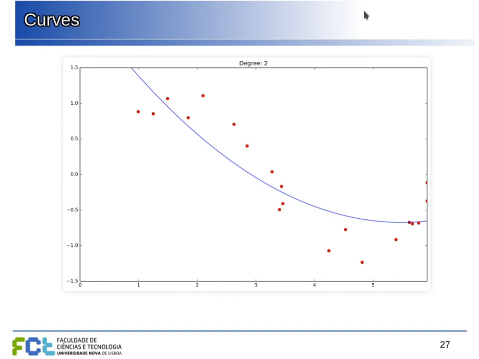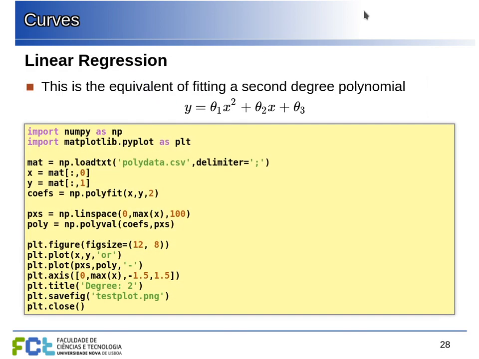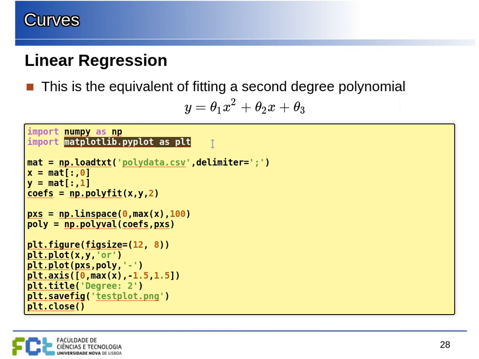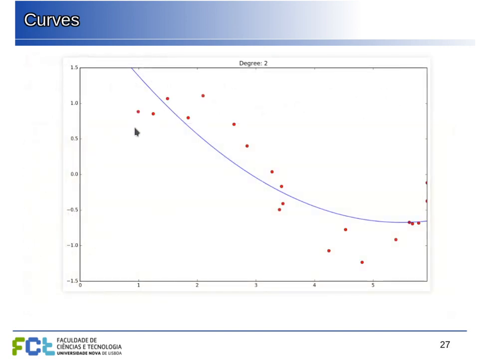So now we can do this easily with polynomial fit. I'll just show you the code. Here we're going to use these libraries. NumPy makes it easy to do this kind of operations with matrices and vectors and so on. Matplotlib we're going to use for plotting. This polydata CSV file is the file where I have the coordinates for these red points.